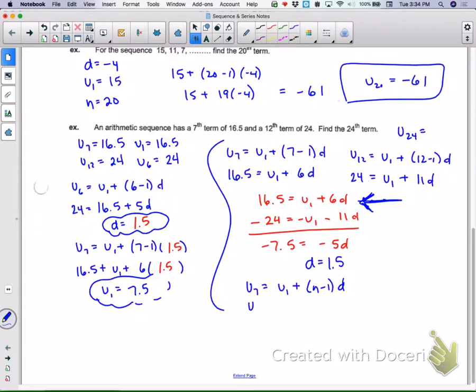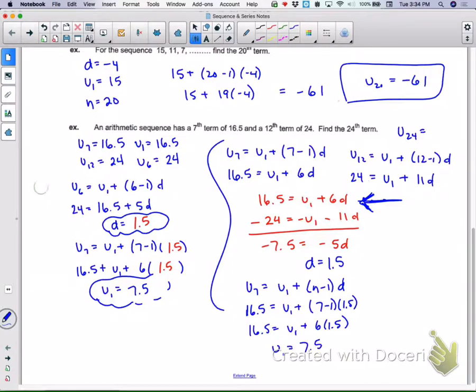So anyways, you end up with still that u sub 1 is 7.5. Let me just finish this out here. Sorry about the confusion. 16.5 is equal to the first term, 7 minus 1 times 1.5. So 16.5 is u sub 1 plus 6 times 1.5, and we end up with our first term is 7.5.